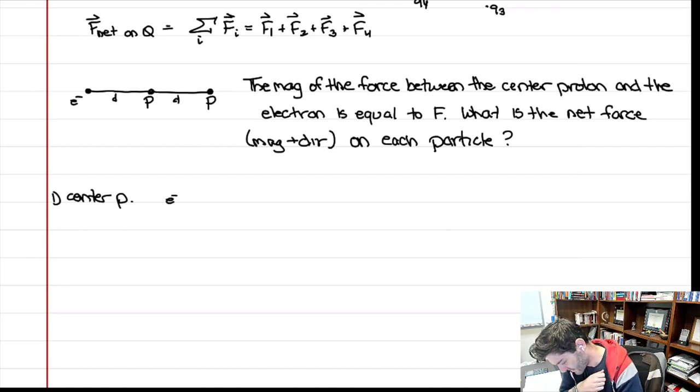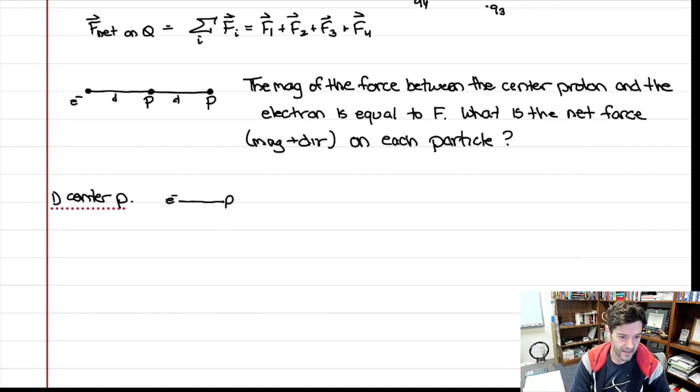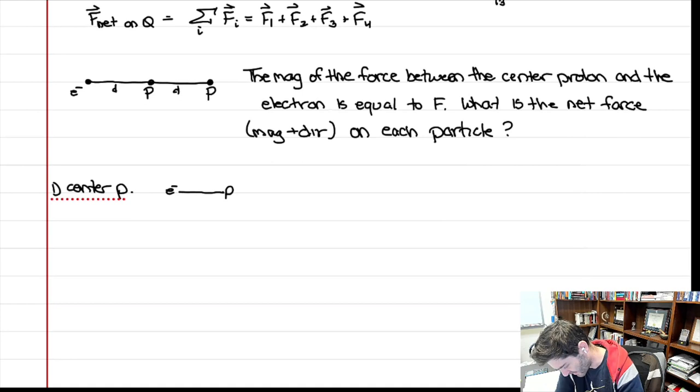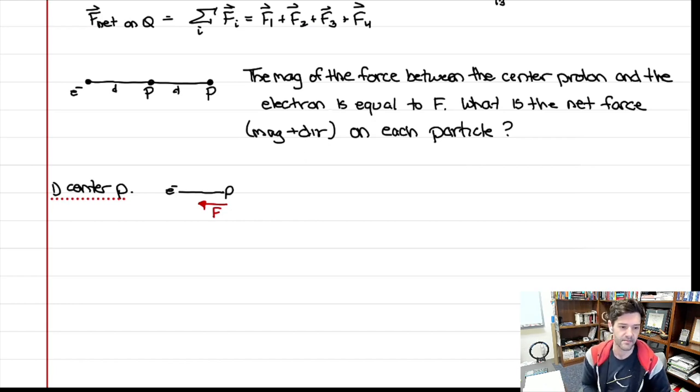The electron and the proton, those are opposite charges. And we said that the force between them is equal to F. And since it's an opposite charge, I know that the force is being pulled in this direction. So maybe I'll draw it as a red arrow of that length and give it the symbol F.